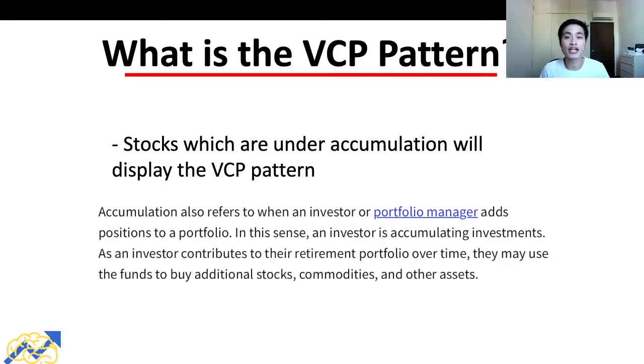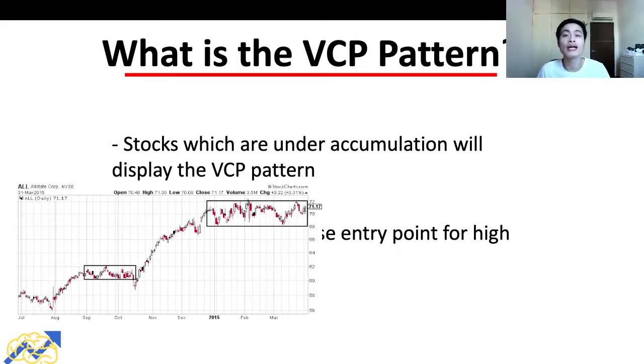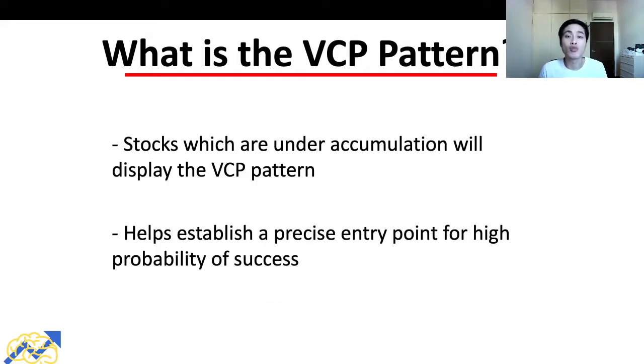Accumulation is the transfer of shares from weak hands to strong hands. In other words, during accumulation, most retail investors are selling while institutions are buying. And accumulation typically takes place when prices are moving sideways or in a consolidation. Stocks which are being accumulated will display these VCP pattern characteristics.